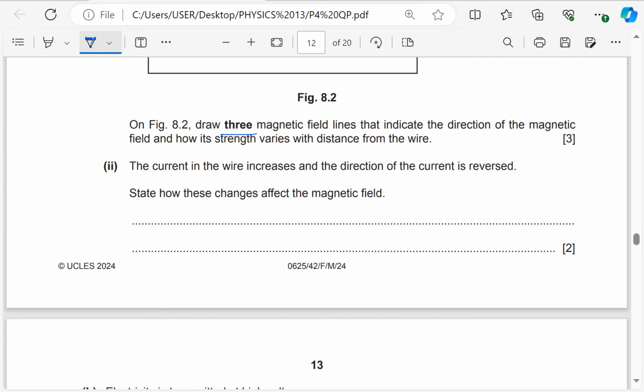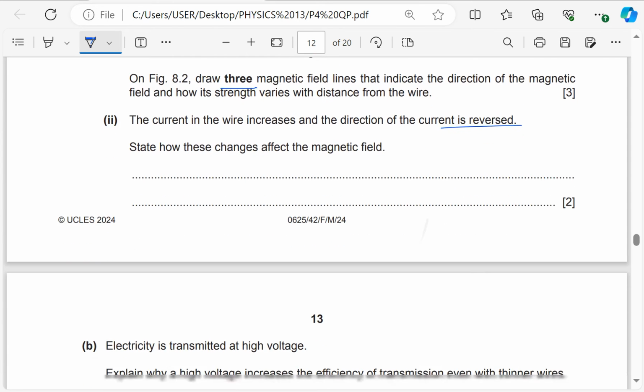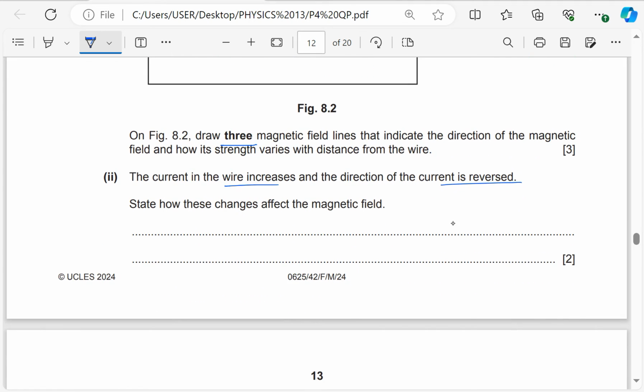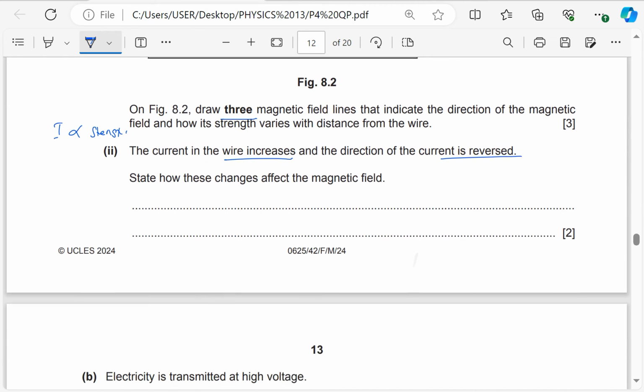Then the current in the wire increases and the direction of the current is reversed. If we reverse the direction of the current, we also reverse the direction of the magnetic field. But the current is increased, which means the magnetic field increases. So the field lines get closer because the current is directly proportional to the field strength. A greater current means a greater field strength. And how do we show a greater field strength? Is by putting the field lines closer to each other.